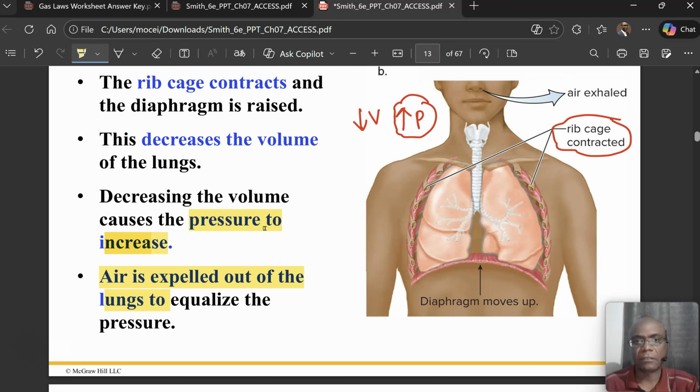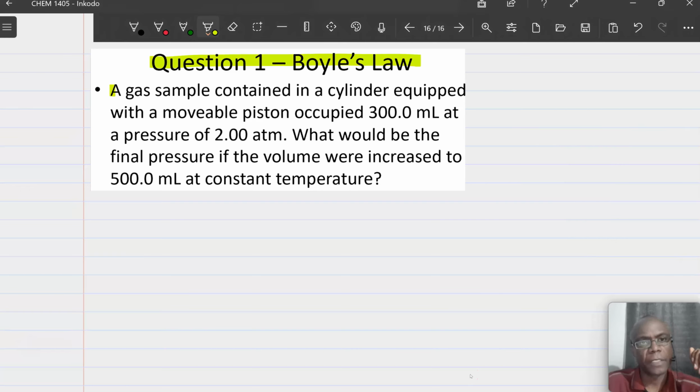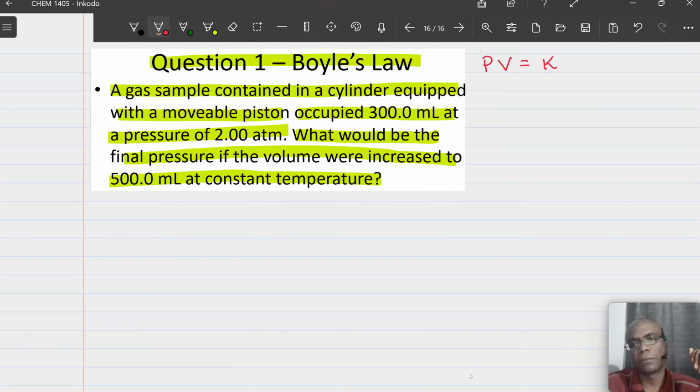Let us look at more calculations of Boyle's law. Question 1: a gas sample contained in a cylinder equipped with a movable piston occupies 300 ml at a pressure of 2 atm. What will be the final pressure if the volume were increased to 500 ml at constant temperature? The first thing I'll do is write Boyle's law: PV equals K, which means P1V1 equals P2V2.